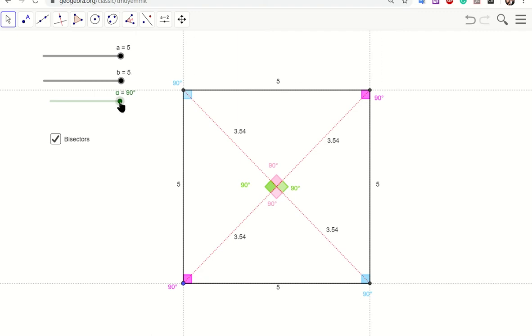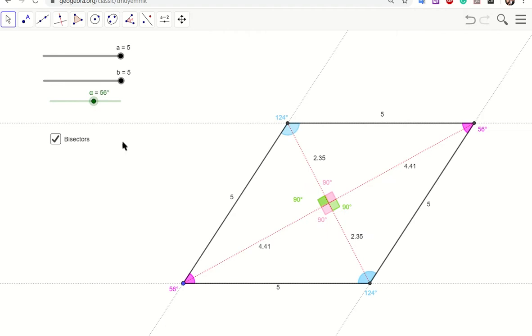Now let's turn this square into a rhombus, where we can see that the diagonals are still perpendicular, but now they're different lengths. We have a 2.35 here and a 4.41 on the other one. Using this little GeoGebra applet, we can see that diagonals bisect each other for all parallelograms. If the two sets of parallel lines are perpendicular, then the diagonals are the same length. If all four sides are the same length, then the diagonals are perpendicular. So there's some beautiful symmetry to all that.